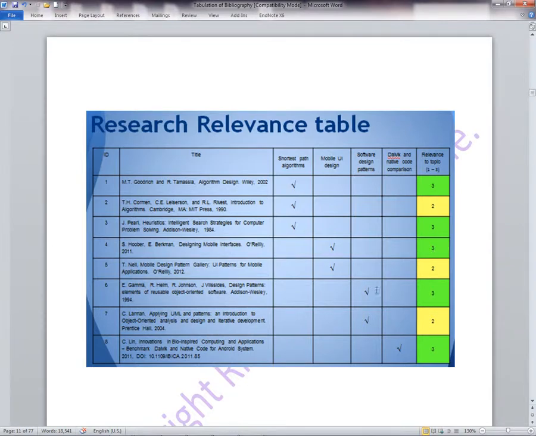Then he also looks at software patterns, because he's realized if you're going to get a higher honours degree, you have to show that you know a lot about software engineering, you know about computer science, and one of the sub-issues in that is patterns and design patterns. And then he talks about Dijkstra's algorithm and a paper relating to it and a comparison of the code for that. So this is a very good research relevance table.